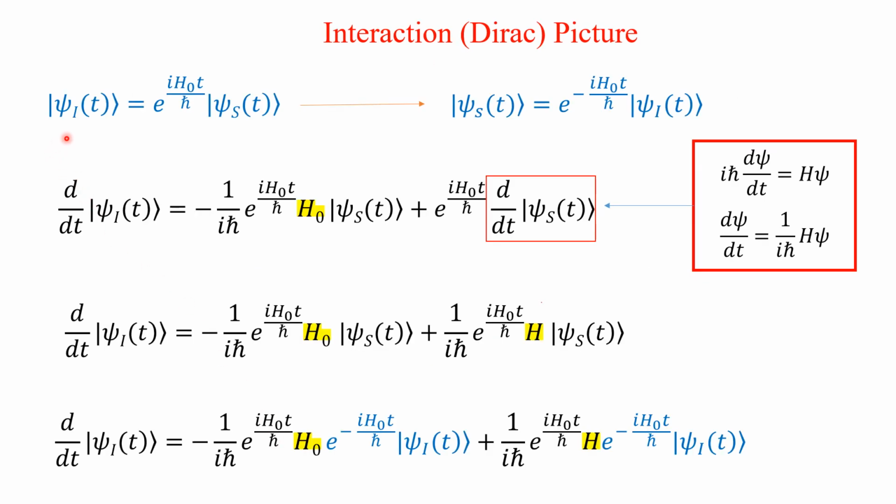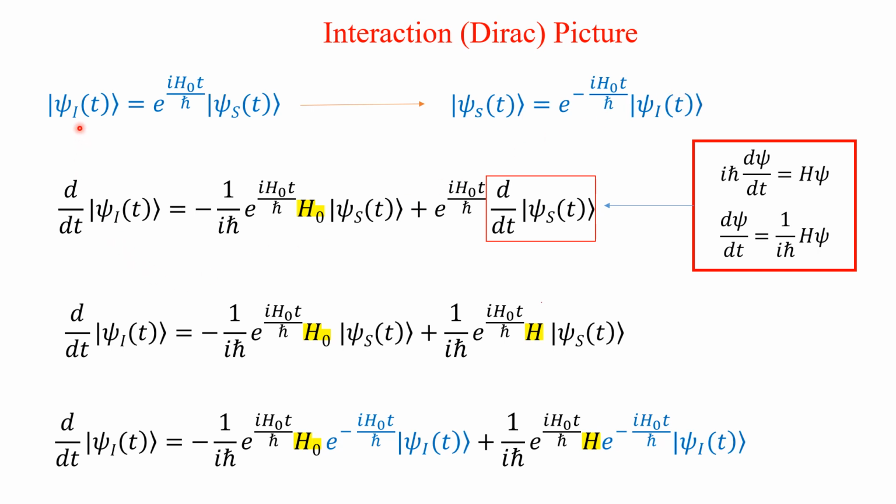So we have seen that psi I of t is equal, by definition, to e power i H naught t over h cross psi s of t. Now we can write this as psi s of t is equal to, when you bring this exponential term to the other side, e power minus i H naught t over h cross with this psi I of t.